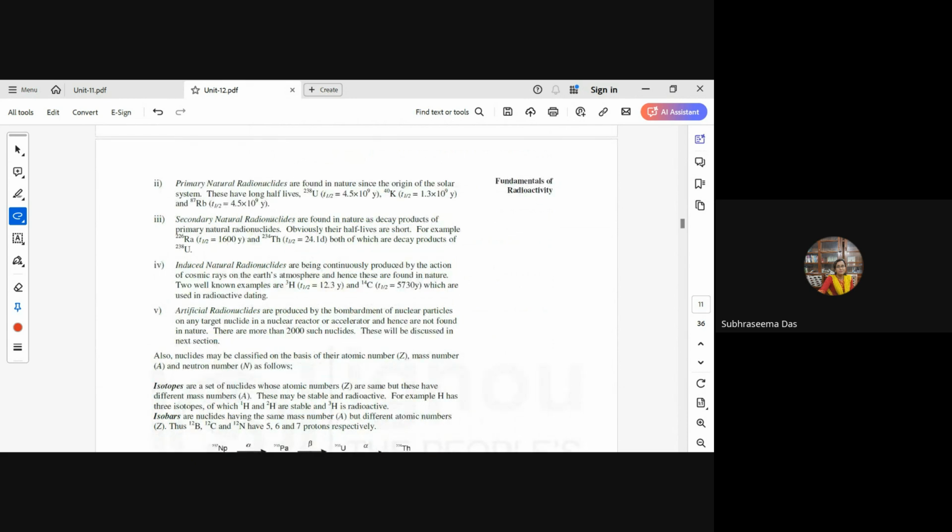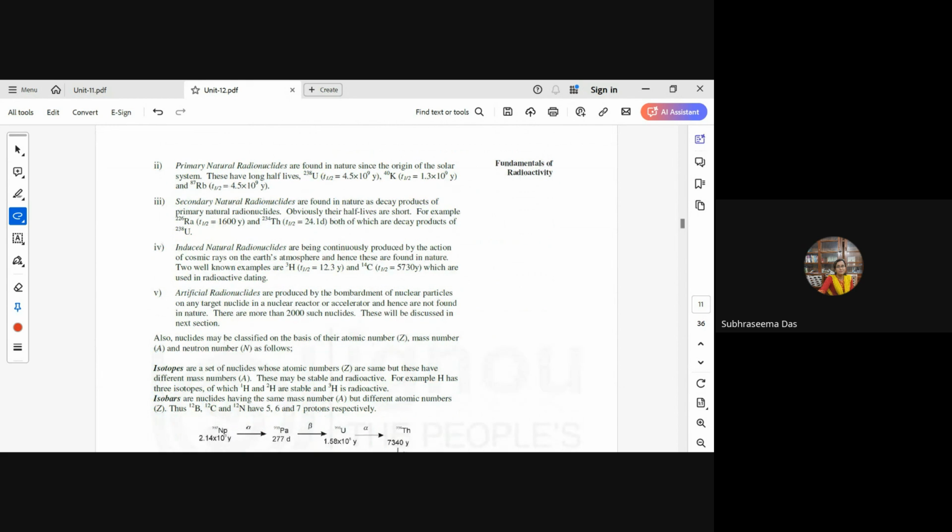The third category is the secondary natural radionuclides. They are found in nature as decay products of the primary natural nuclides, and their half-lives are very short, like thorium 234 and radium 226. The fourth class is the induced natural radionuclides, which are continuously produced by the action of cosmic rays on the Earth's atmosphere, and hence are found in nature. Common examples are 3H, that is tritium, and carbon 14, which are used in radioactive dating.